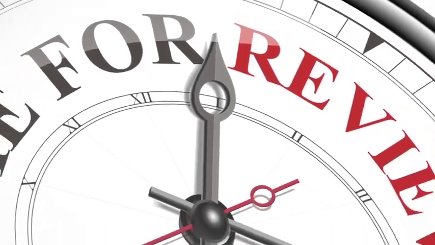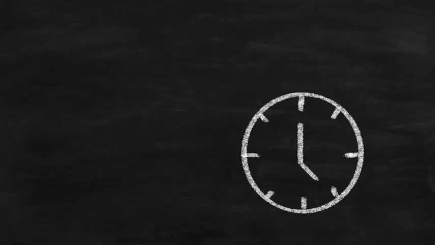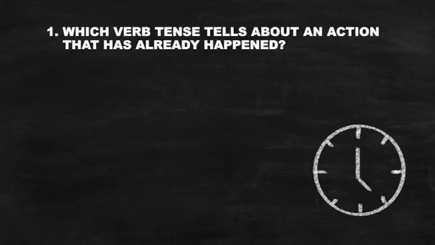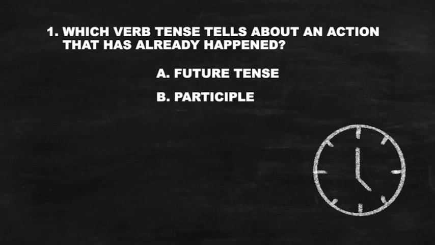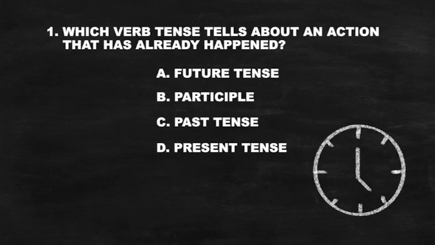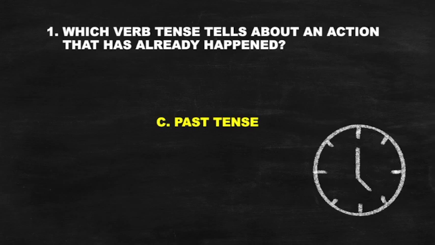Let's review what we have just learned about the present progressive tense. Question 1. Which verb tense tells about an action that has already happened? A. Future tense. B. Participle. C. Past tense. D. Present tense. If you answered C, you know that past tense verbs tell about an action that has already happened.